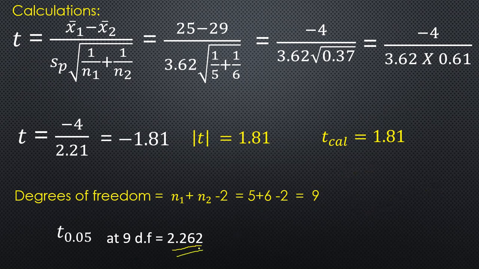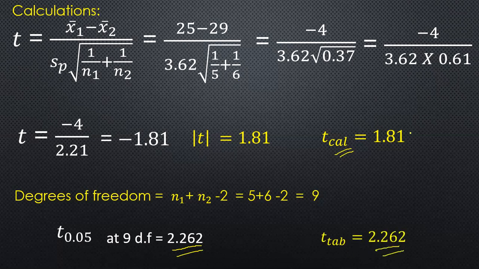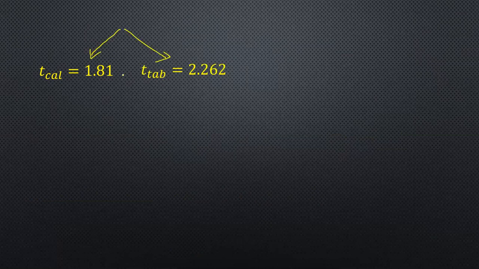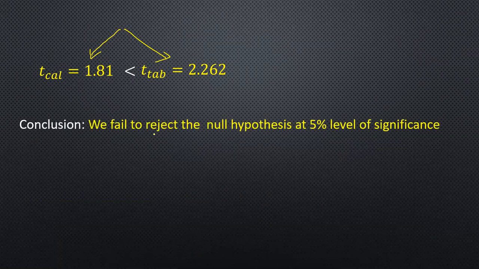So we are going to compare. We have got two values: one is the calculated value, one is the tabulated value. We are going to compare these for giving a conclusion. How to do that? Now t calc is the value we have calculated, 1.81. Now we are going for the tabulated value, and then we compare these two values. If you compare, the t calculated value is less than the tabulated value, so we will accept it.